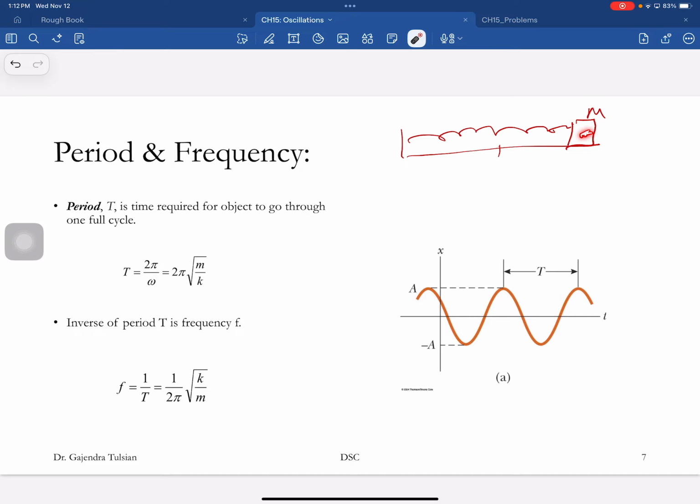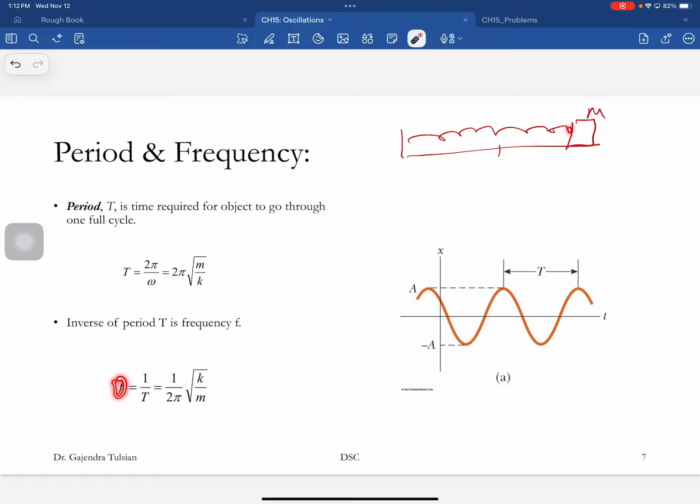For the same given mass, if you attach a stiffer spring, one oscillation will be completed faster. So a stiffer spring gives you a smaller period. So that's what the equation is telling us.